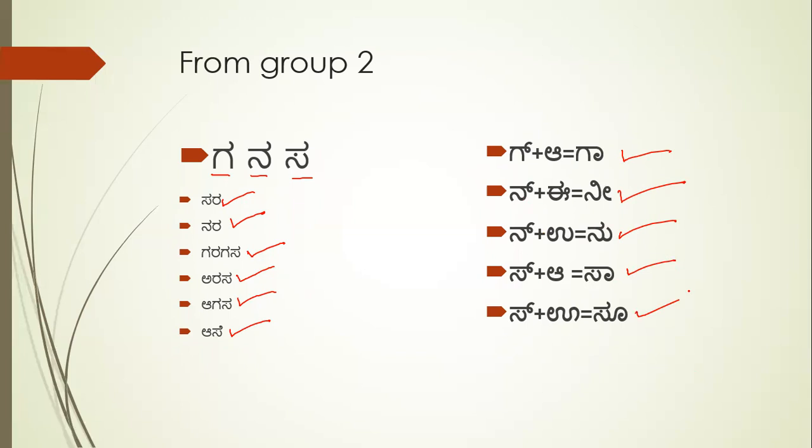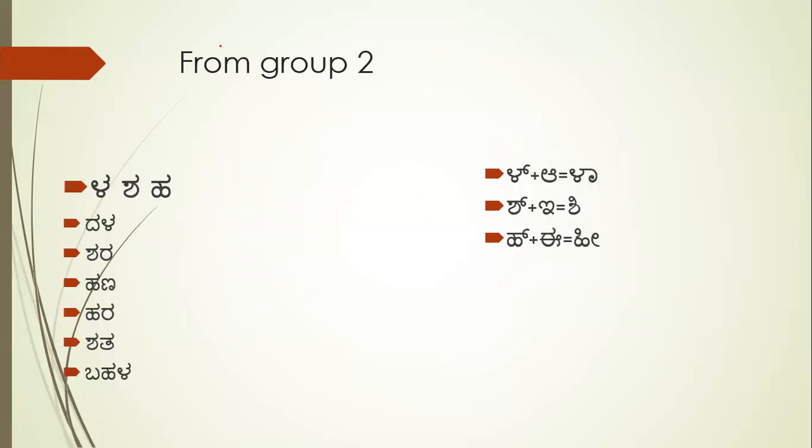Okay, now the next group from group 2 is la, sh, ha. Remember one thing, in Kannada we use la a lot. So we have words here: dala, shara, hana, hara, shata, bahala. If I combine la with a, it is la, sh with e, it is she, ha with e, it is he. I have given each letter with different vowel combinations. Now let's go for the next group.